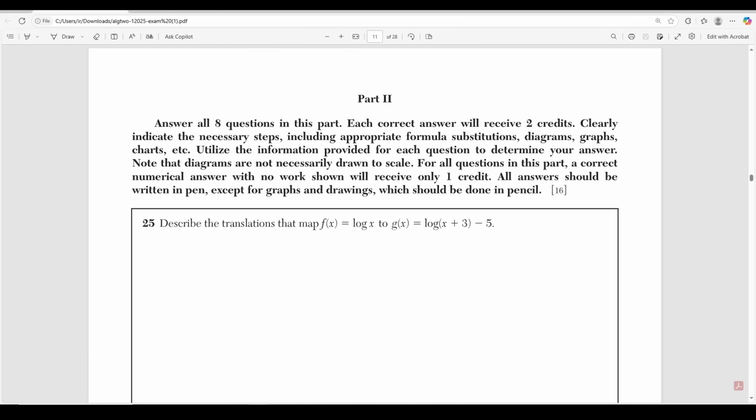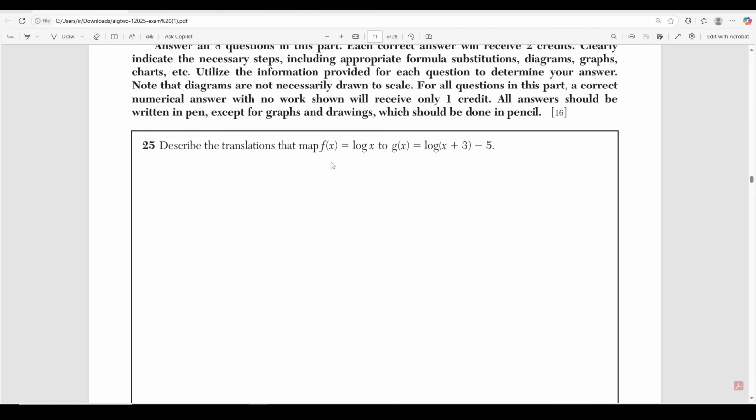That being said, we're going to start off with number 25, which asks us to describe the translations that map f of x is equal to log x onto g of x, which is equal to the log of x plus 3 minus 5.